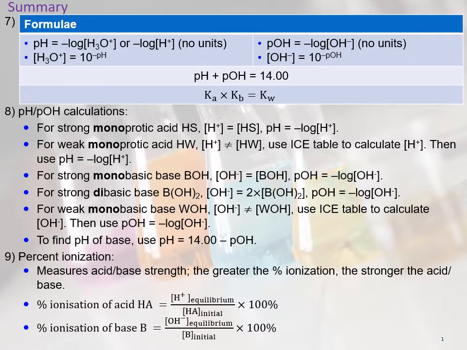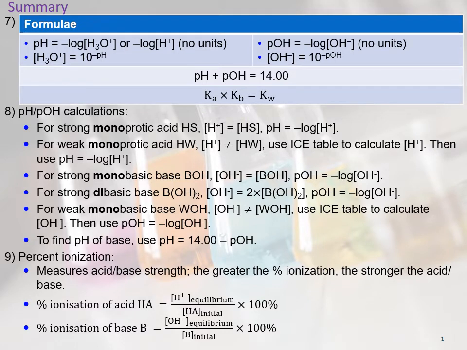For a weak monoprotic acid HW, hydrogen ion concentration is not equal to the concentration of HW. We use the ICE table to calculate the hydrogen ion concentration. Then we use pH is equal to negative log of hydrogen ion concentration.